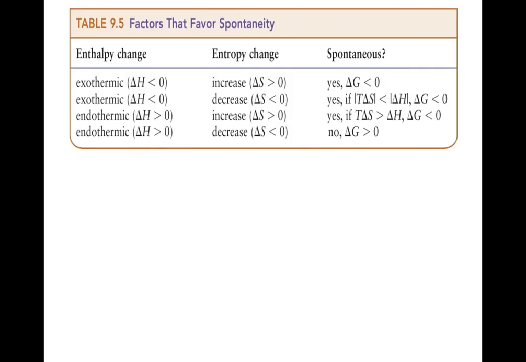Okay. So now we're thinking about factors that favor something happening spontaneously, right? So it all depends on whether it's exothermic, negative delta H, or endothermic, positive delta H, or entropy is increasing or decreasing. Right? So we look at this whole table, and really we're just looking at that delta G equals delta H minus T delta S equation and thinking about how that connects.